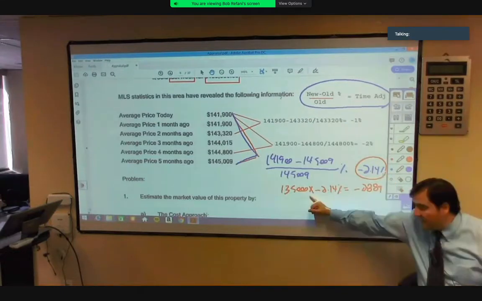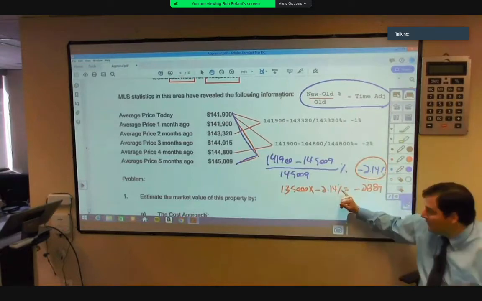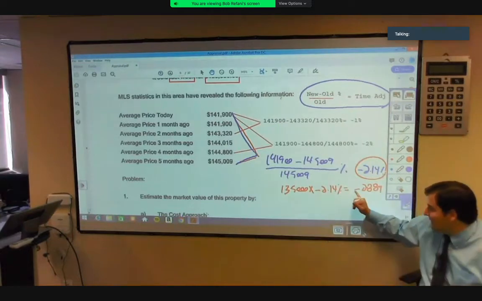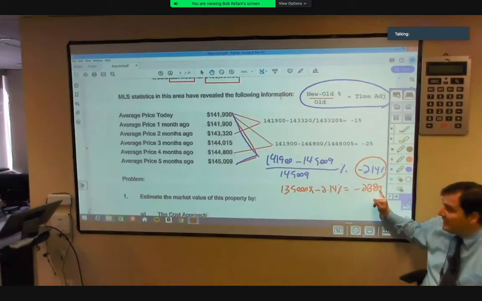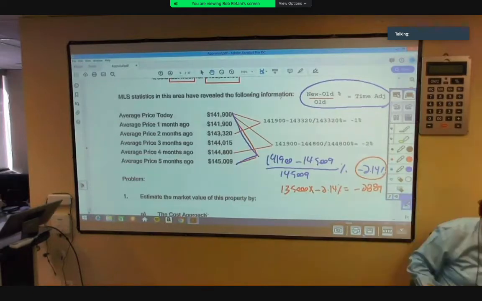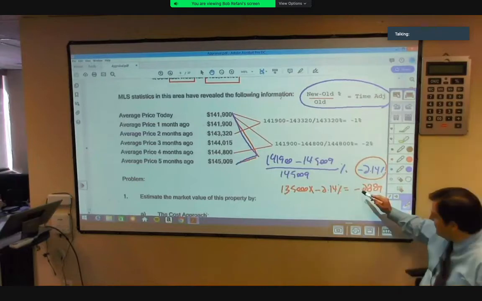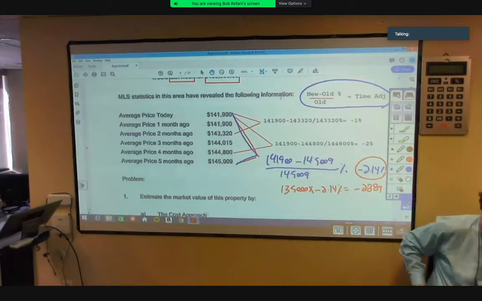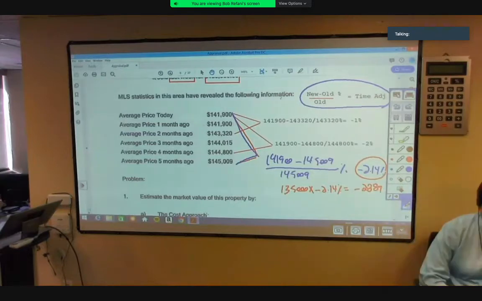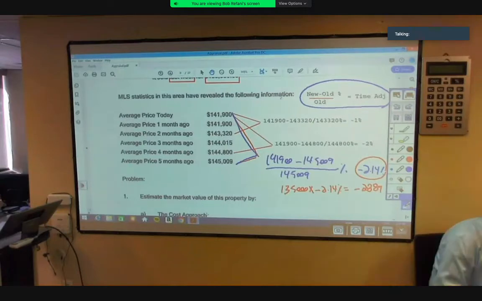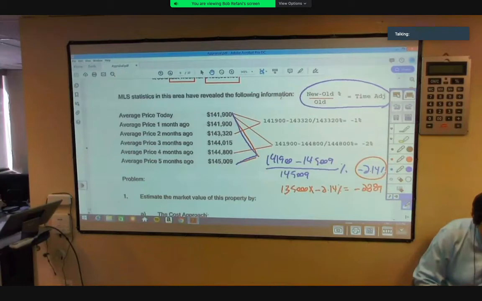2.14%. So 135 multiplied by 2.14% is going to give you this amount, 2,889, and it's going to be a minus number. So that's the fourth question. This one has a lot of marks, guys, in the exam. So that's the direct comparison approach.